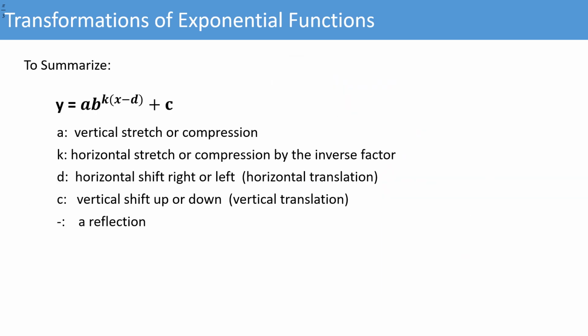So to summarize, a is a vertical stretch or compression. k is a horizontal stretch or compression by the inverse factor. d is a horizontal shift, right or left, which is a horizontal translation. c is a vertical shift, up or down, which is a vertical translation. And negative is a reflection either around the x-axis, if it's with a, and around the y-axis, if it's with k.